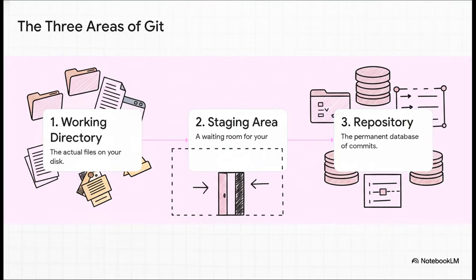But wait, one last crucial idea. You gotta know that Git really has three main areas. First, there's your working directory. That's just the files you can see on your computer. Then there's the staging area, which is like a waiting room or an on-deck circle for the next snapshot.